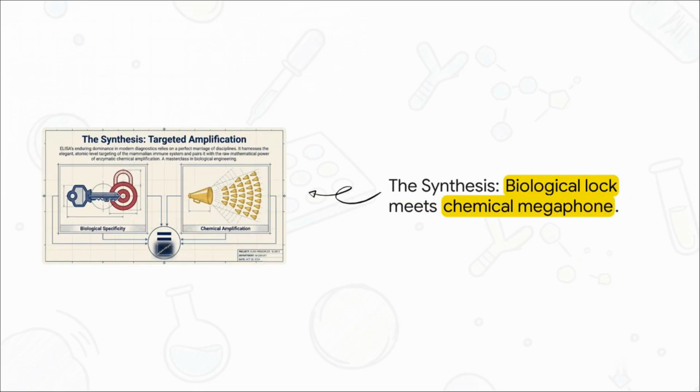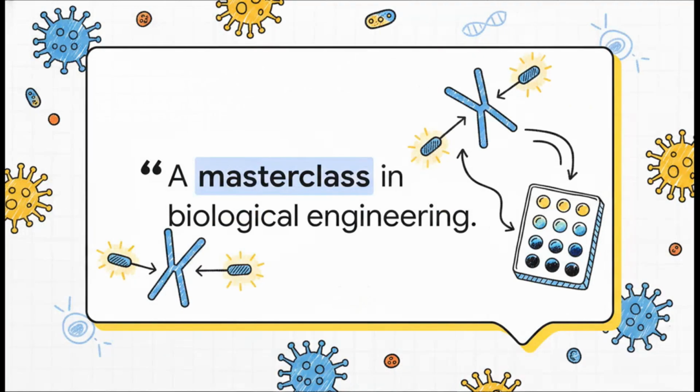Which really brings us to the ultimate synthesis of this explainer. The enduring dominance of ELISA relies entirely on this one perfect pairing. On one side, you have the elegant, atomic-level targeting mechanism evolved by the mammalian immune system, the specific key in the lock. And on the other side, you pair it with the raw, mathematical power of enzymatic chemical amplification, the megaphone. It truly is a masterclass in biological engineering.